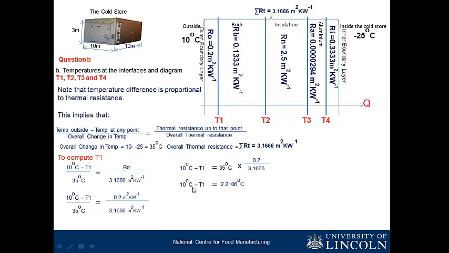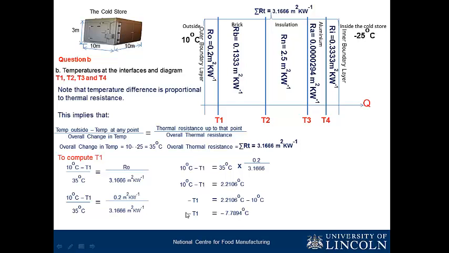We need to free our T1. So we need to take this one to the other side. Once it crosses the equality sign, it turns negative, turns to minus 10. So we have minus T1 equals 2.2106 minus 10. So we have minus 7.7894.